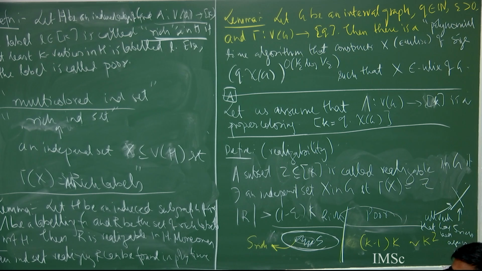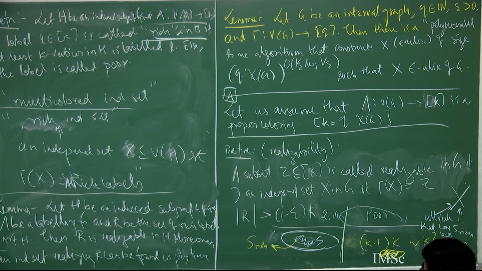Similarly, if you give me an independent set which consists entirely of poor labels, I am still happy, because I have kept all the poor vertices. If a label is poor, then all the vertices marked with it, let's call them poor vertices, I have kept all of them. So in particular, I can realize this set with epsilon equal to 0.